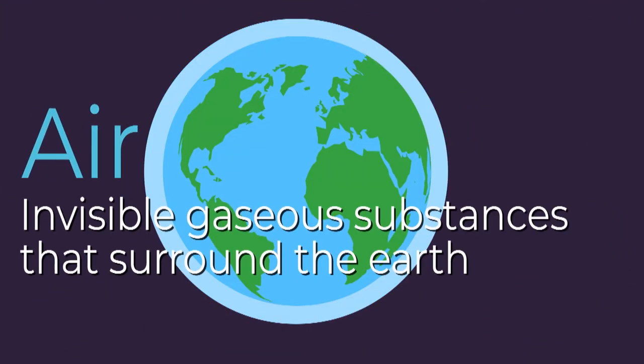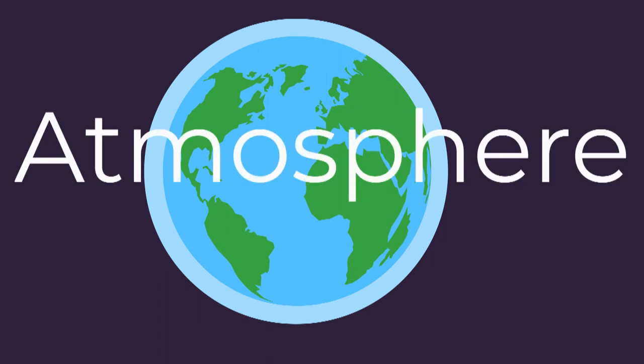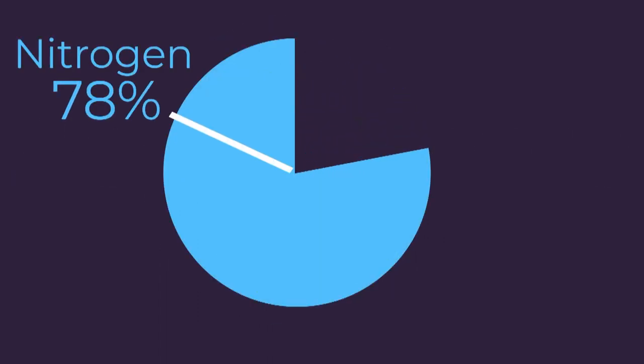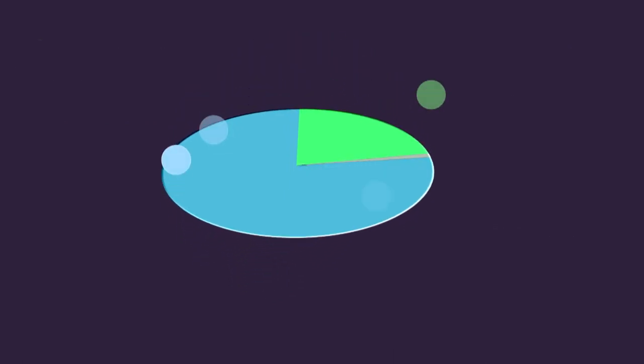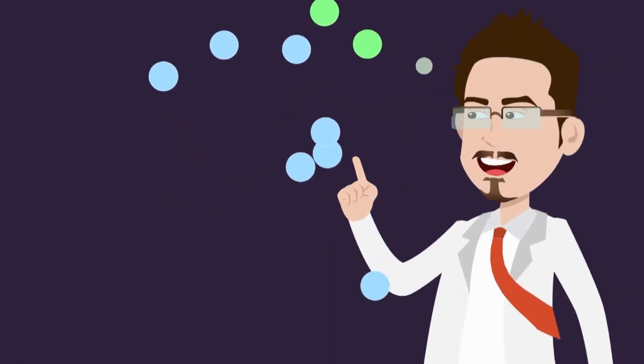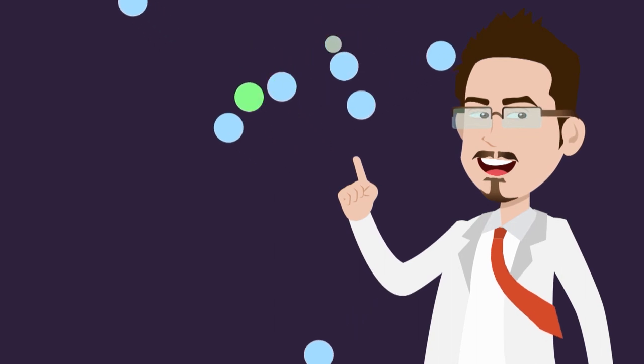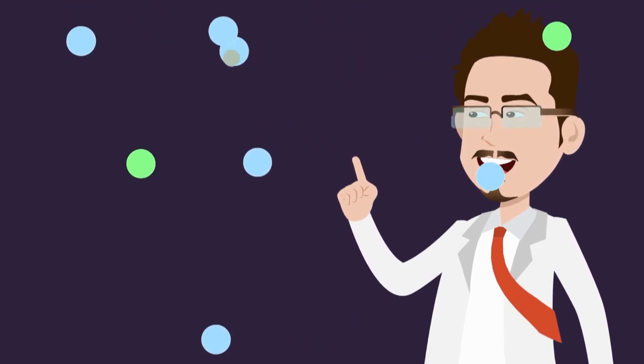Air is made up of invisible gaseous substances that surround the Earth. The air that surrounds our Earth is called the atmosphere. Air typically contains about 78% nitrogen, 21% oxygen, and small amounts of other things like carbon dioxide, hydrogen, and water vapor. Air molecules are constantly moving and bouncing into one another. In fact, air molecules are all around you at this very moment.